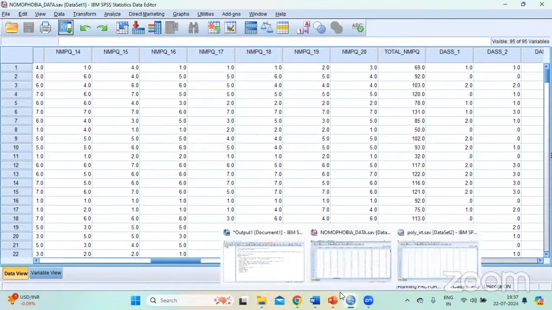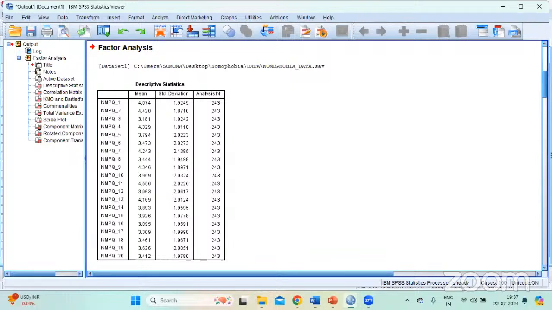So what do we get here? This is the output file. Is it visible to all of you, the output file?